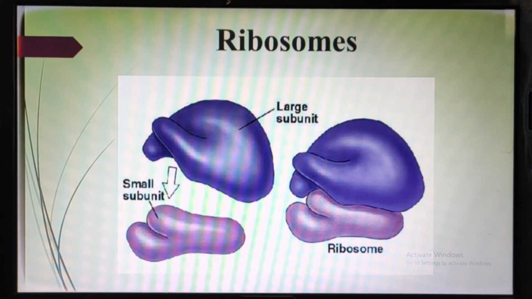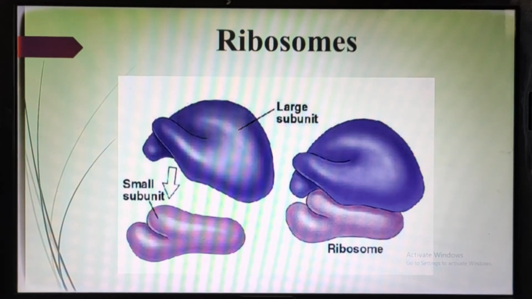These ribosomes produce proteins, that means they synthesize the proteins, so they are called protein factories. And these proteins get transported out of the cell, and are processed in the endoplasmic reticulum and the Golgi complex.